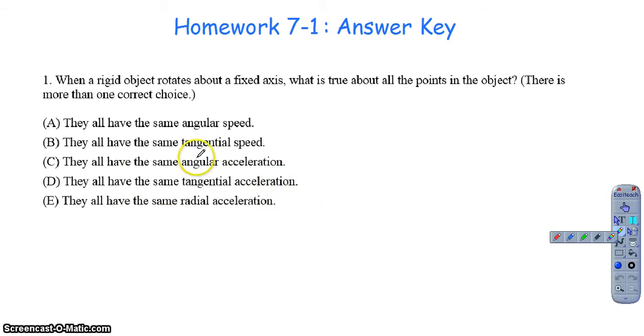If we look through these options, tangential speed, tangential acceleration, and radial acceleration are all going to depend on the radius of the particular point. So the further it is from the center, the higher the tangential speed or tangential acceleration would have to be. However, each of the angular measurements, the angular speed and the angular acceleration, are going to be the same for a rigid object turning at a constant rate. So A and C are the two correct answers for this first question.